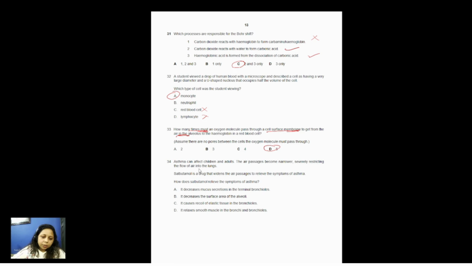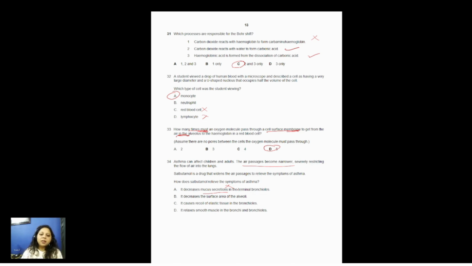Asthma can affect children and adults. The air passage becomes narrower, severely restricting the flow of air into the lungs. That is very true. So how does the medicine that is used for it relieve the symptoms of asthma? So here it's clearly written the air passage becomes narrower. So what is the solution? The solution is that it actually makes the muscle of the bronchi and bronchioles relax. So, does it decrease mucus secretion? No, it has nothing to do with mucus secretion because the passage needs to be widened.